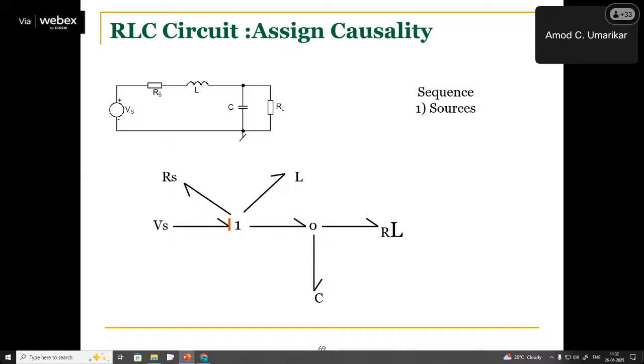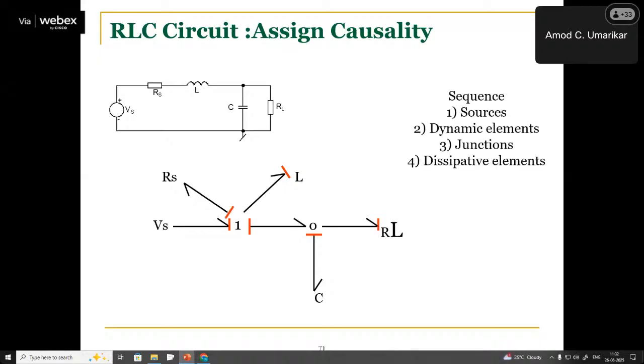What is another fixed causality? Integral elements. So we generally prefer integral causality, so you assign that integral causality first. Then junctions, and the junction rule is what? At one junction, only one causal bar can be away. Yes or no?